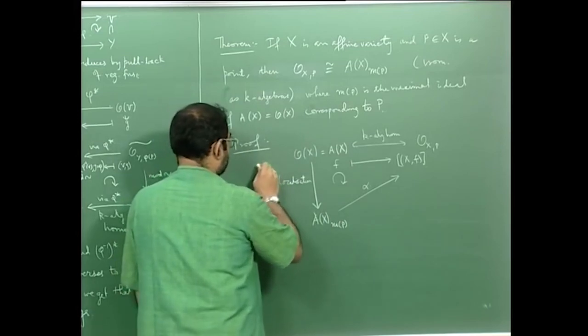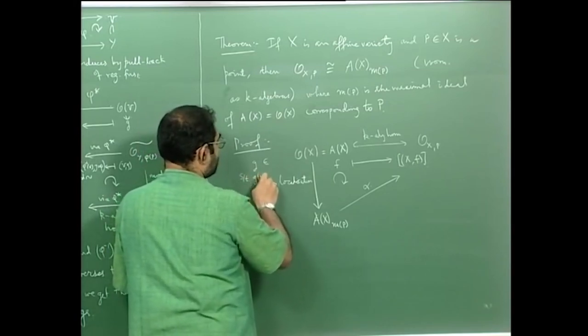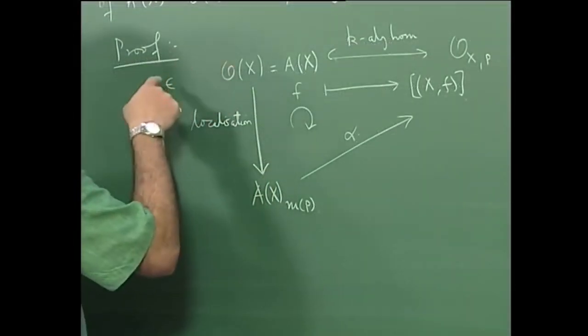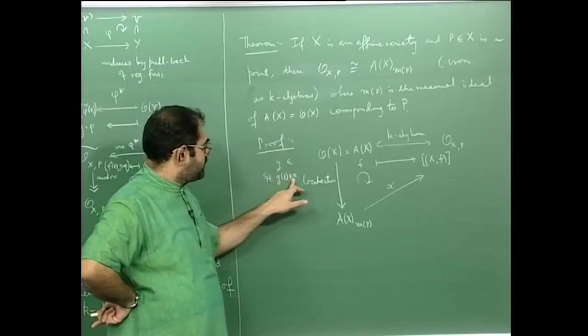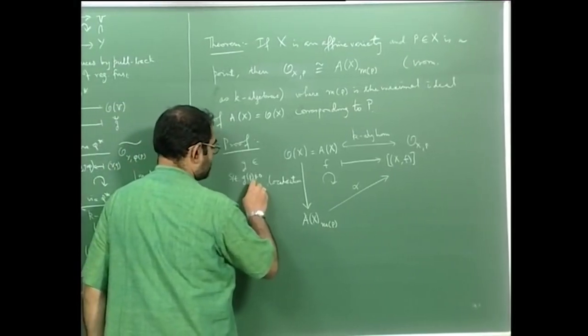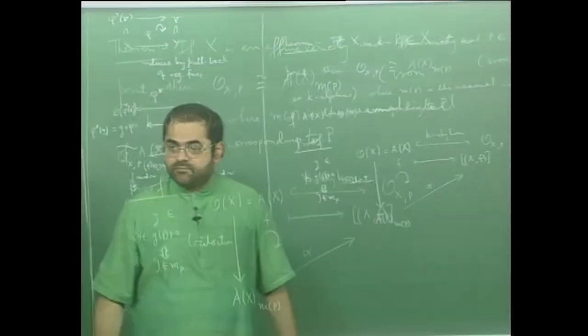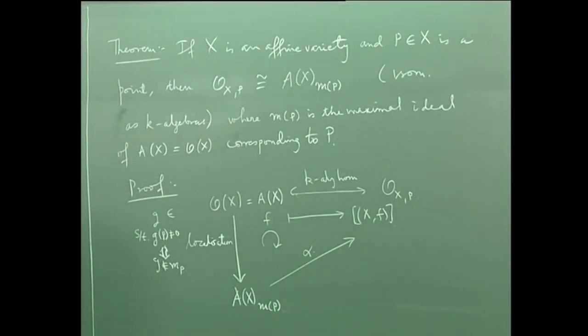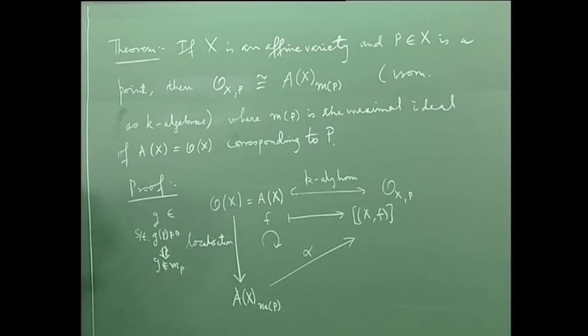See, if you start with a G in OX such that G of P is not 0, okay. Suppose you start with a global regular function on X, G, an element of OX, which is the same as AX, and suppose G does not vanish at the point P, then this is equivalent to saying that G does not belong to MP. And if G does not belong to MP, its image in the localization will become a unit, because localization has this property that it inverts all the elements which are outside MP. And since G is not in MP, it's going to be inverted. So G under this localization map goes to a unit in the localization, okay.